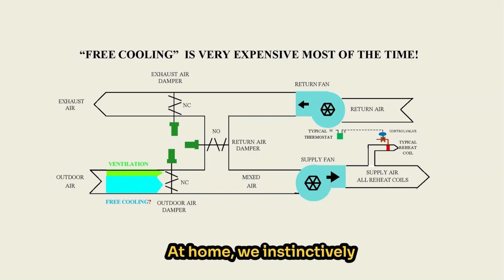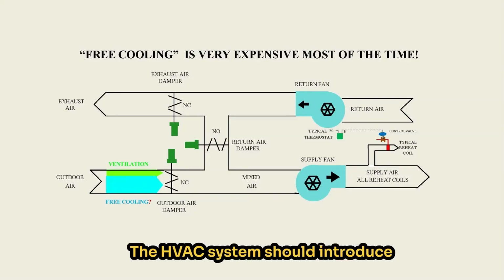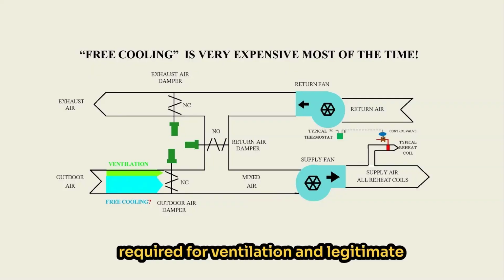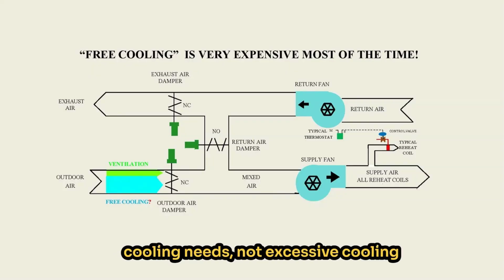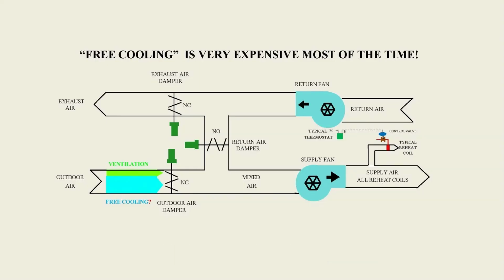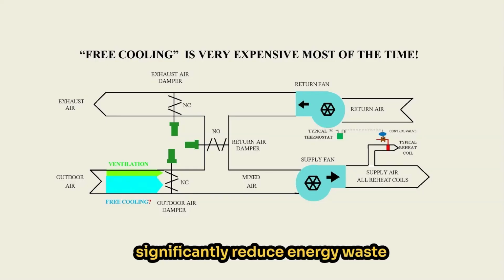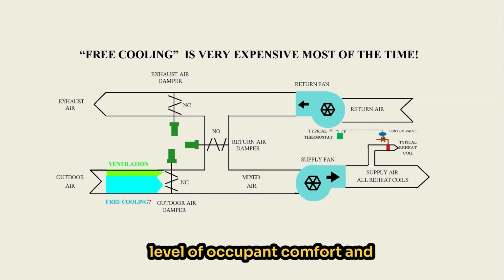At home, we instinctively apply common sense. We do not open windows in the winter and then turn up the furnace to compensate for the heat loss. The same principle should apply in commercial buildings. The HVAC system should introduce only the amount of cool outdoor air required for ventilation and legitimate cooling needs, not excessive cooling that must later be offset by heating. Applying this simple logic can significantly reduce energy waste while maintaining the same level of occupant comfort and reduce greenhouse gas emissions.